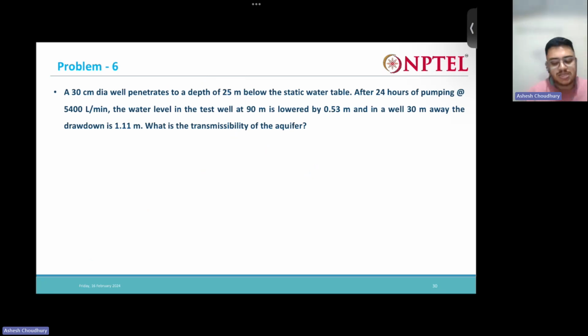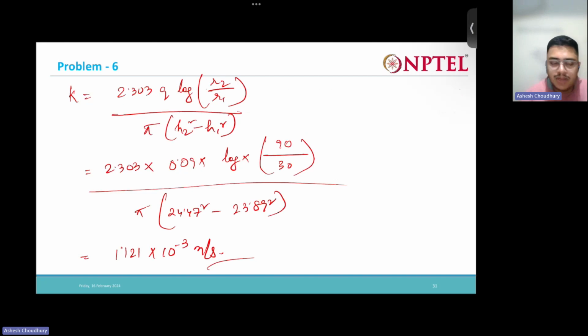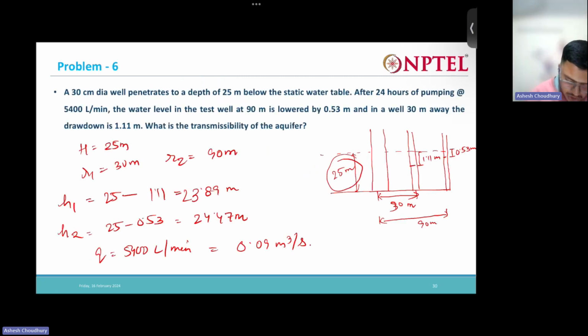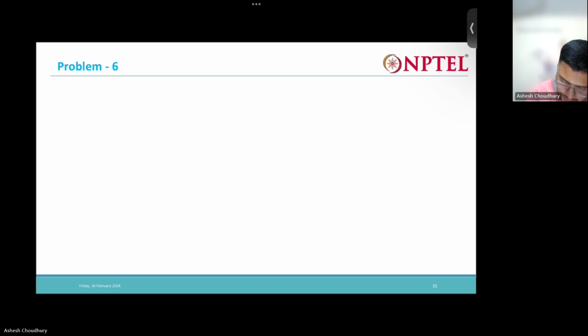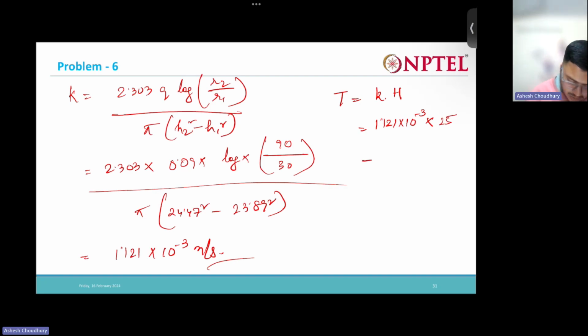Now, one thing is, what is the transmissibility of the aquifer? So K, that is the permeability or the hydraulic conductivity, you got. How to find out the transmissibility? Transmissibility T is nothing but K into the total height, the total height of the water table, the saturated water depth. So K is 1.121 into 10 to the power minus 3, into what is the height? 25 meters. So it will be 0.028 meter square per second.